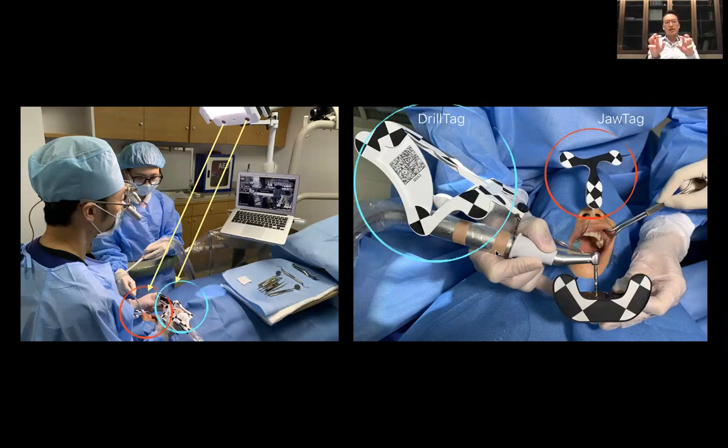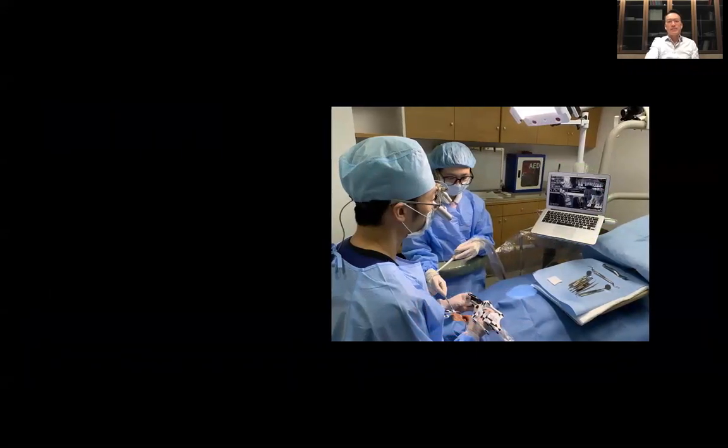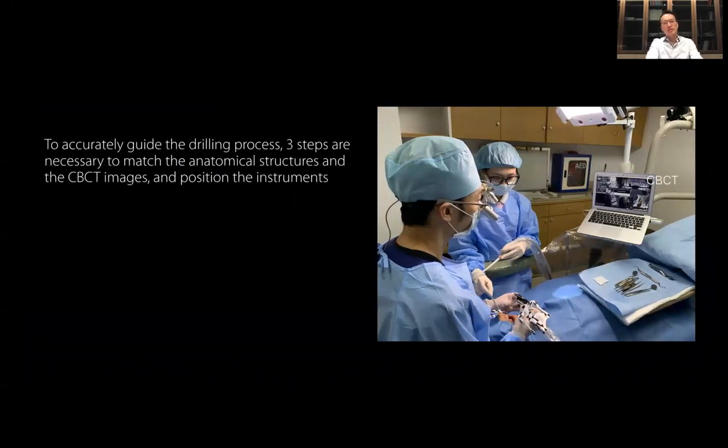Once the camera sees these 2 tags, they relay the information to the computer, and it is integrated with the CBCT scan data inside the computer. This is how the software can show us in real time where the drill is moving inside the bone. And to accurately guide the drilling process, there are 3 steps necessary to match the anatomical structures, the CBCT images, and the position of the instruments.